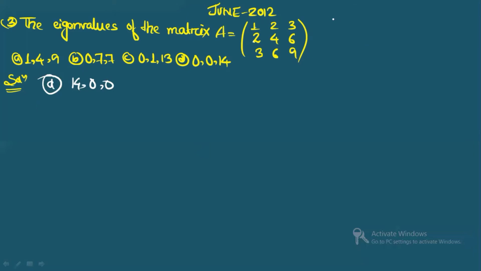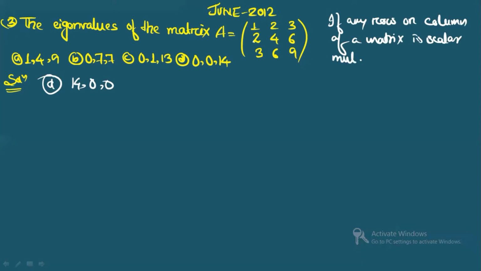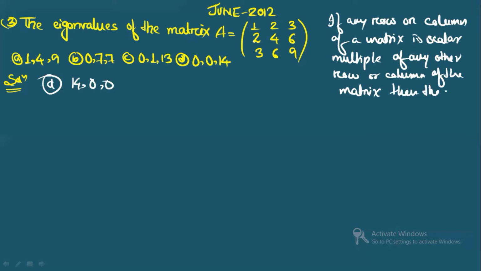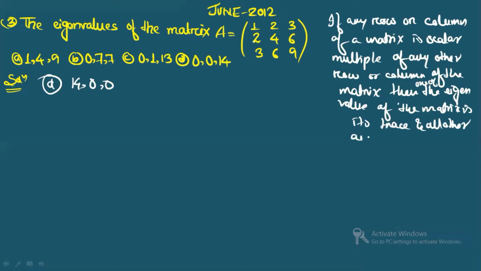All right. Here I am writing: if any row or column of a matrix is a scalar multiple of any other row or column of the matrix, then one of the eigenvalues of the matrix is its trace, and all others are 0. So these things you will have to remember.